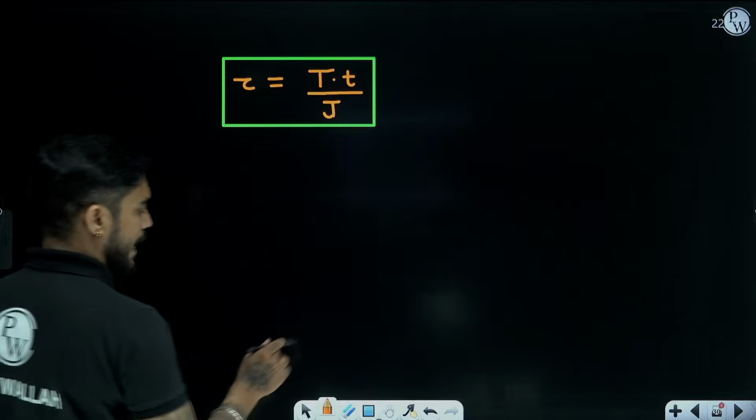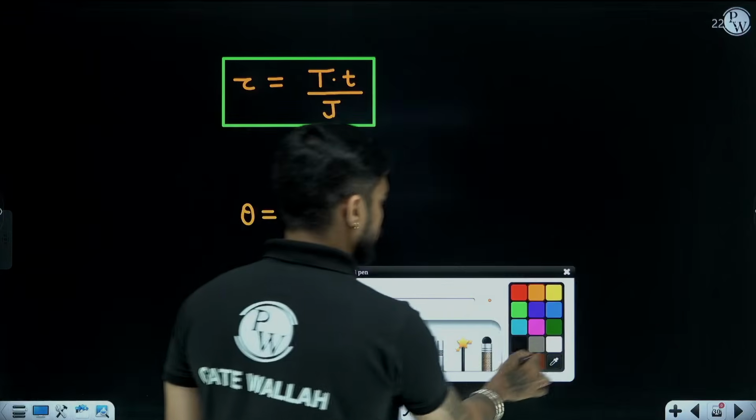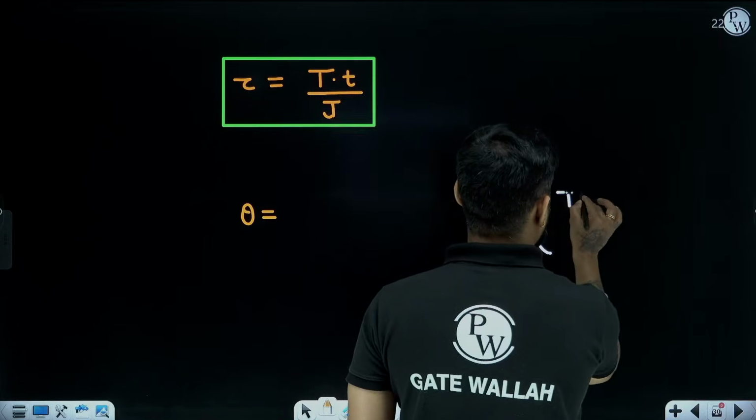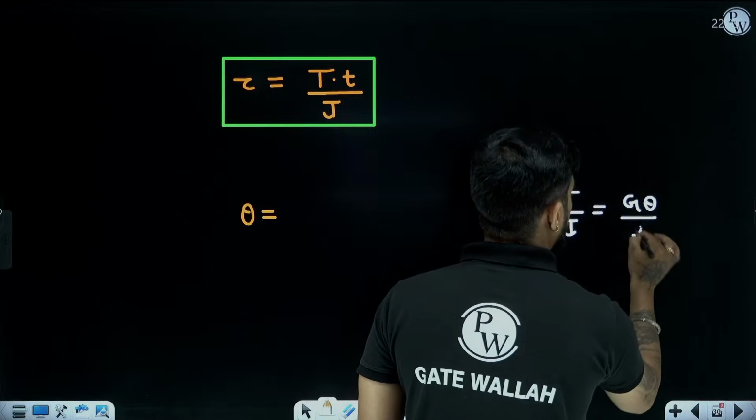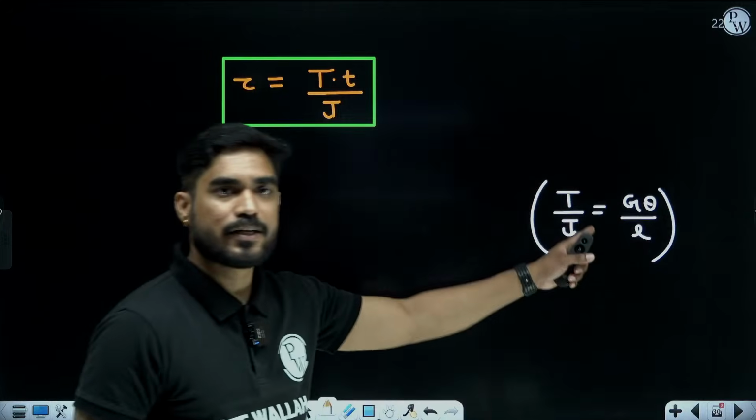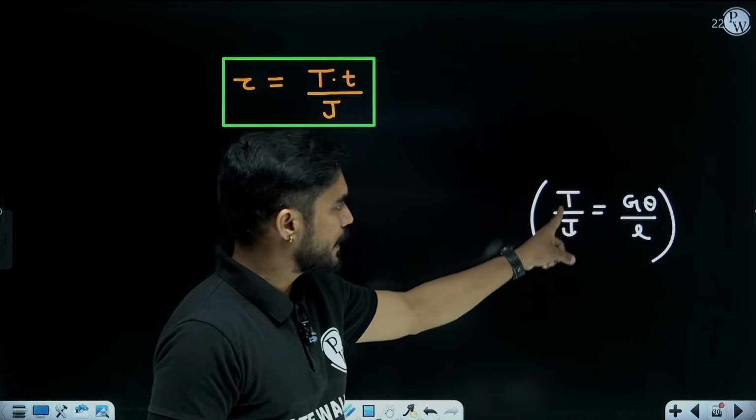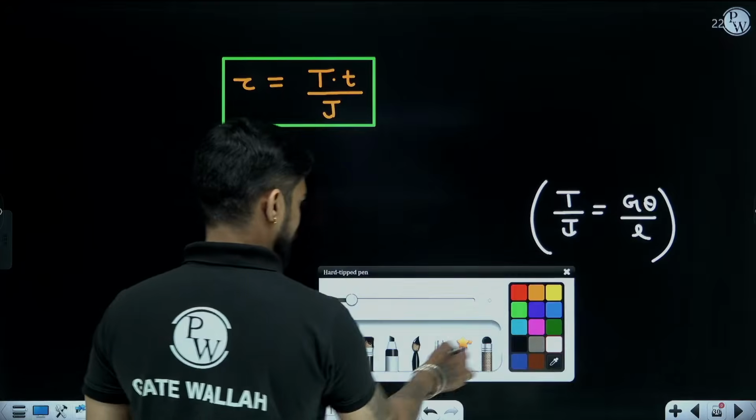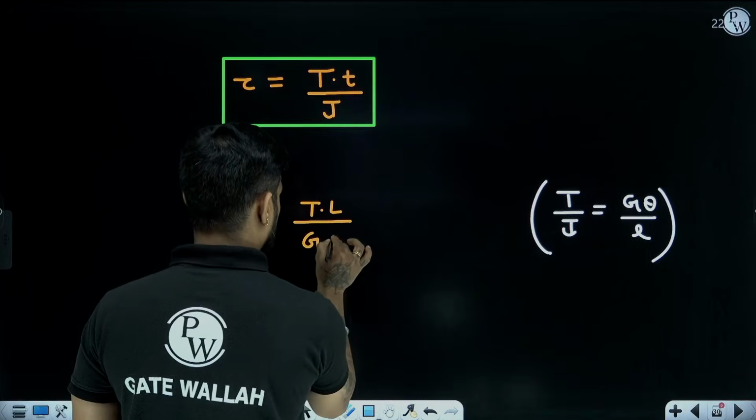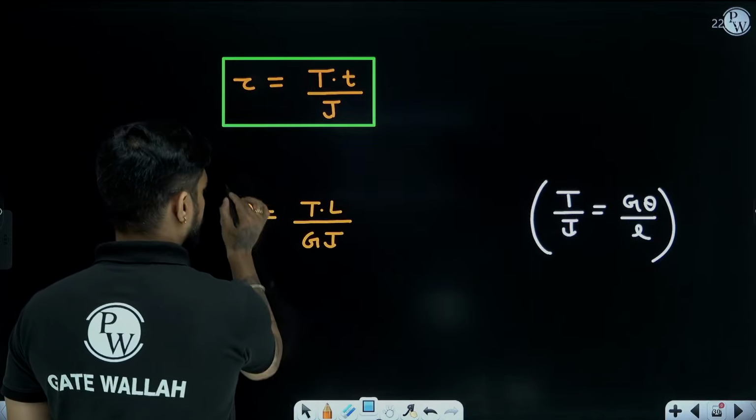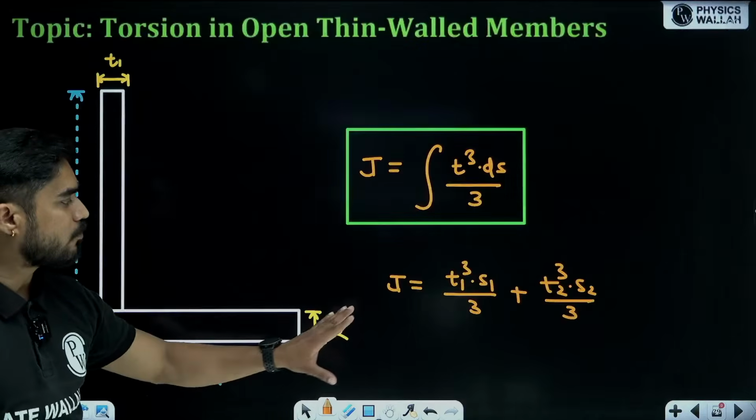Okay, and the angle of twist theta can be calculated using this equation. See, T by J equal to G theta by L. Remember, this we use in case of solid shafts. So from here theta is T into L by G into J, right? So here you can use this same formula. So all you need to do is calculate this J.